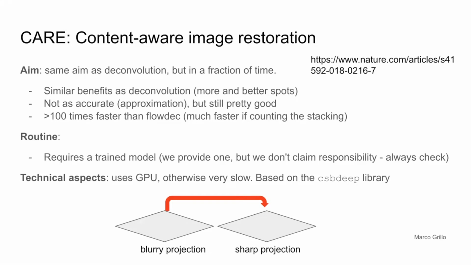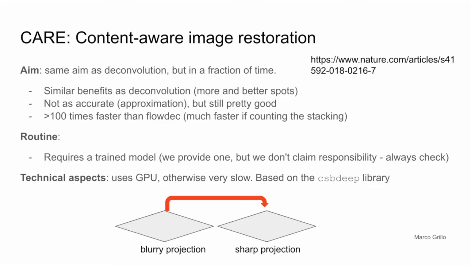You have to really make sure that what you are clearing up or making better is not just an artifact. If there's a spot there from the beginning, it should be a spot afterwards, and it shouldn't invent new spots. And it's roughly 100 times faster than Flowdec or any type of deconvolution that we have running in the lab.